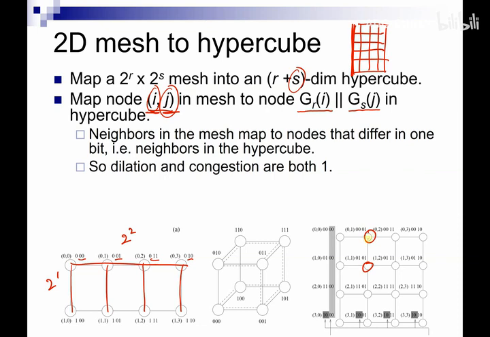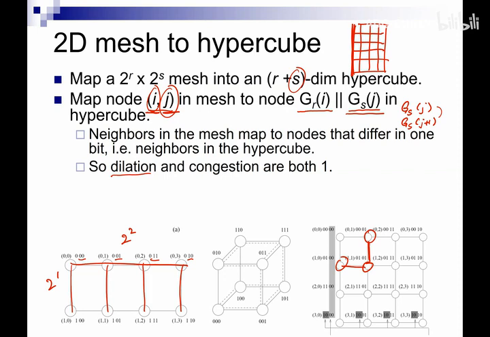So if they differ, for example, in the y coordinate, then we're basically going to compare g_s(j) and g_s(j+1). We know that these two things are going to differ in only 1 bit because of the property of the gray code. And because they only differ in 1 bit, they'll be directly connected to each other in the hypercube. So anything that's connected in the mesh is also directly connected in the hypercube. Therefore, the dilation is 1. And likewise for the x direction.